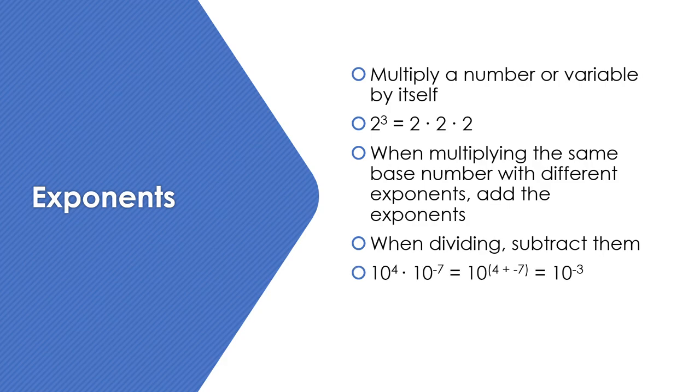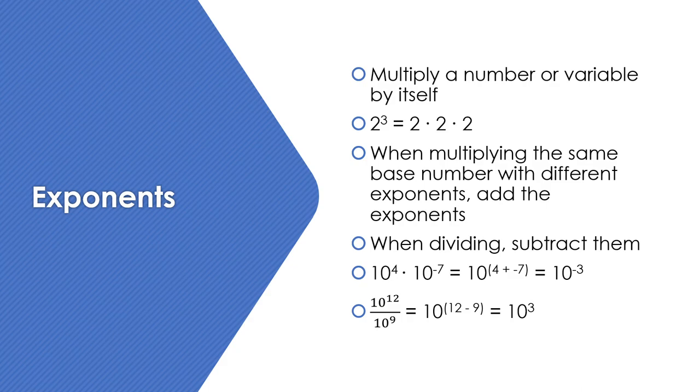For instance, if you have 10 to the fourth multiplied by 10 to the minus 7, that's equal to 10 to the power of 4 plus minus 7. So multiplying them together, add the exponents, which is equal to 10 to the minus 3. If you're dividing them, 10 to the 12th divided by 10 to the 9th, that's equal to 10 to the power of 12 minus 9, or 10 to the third.